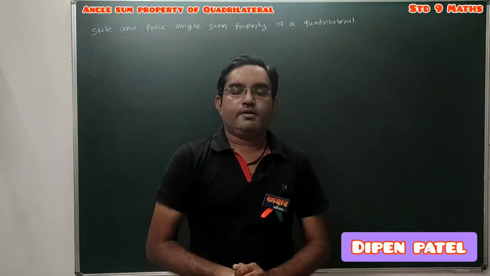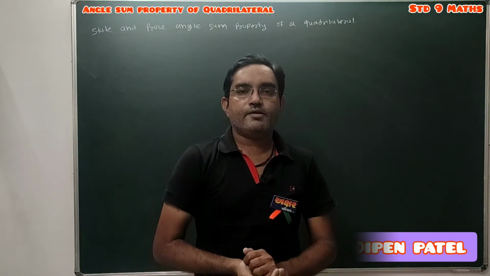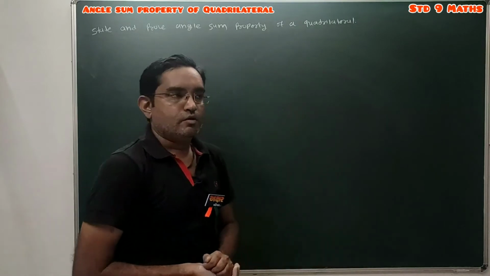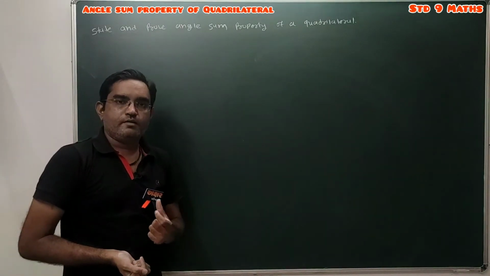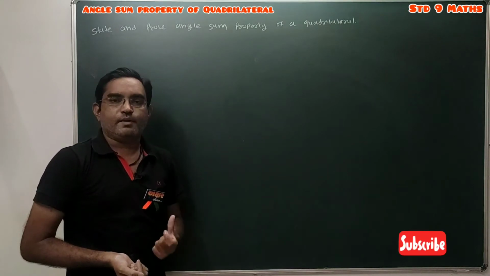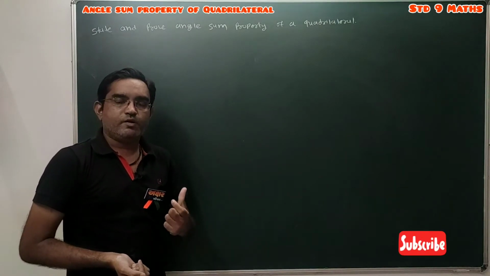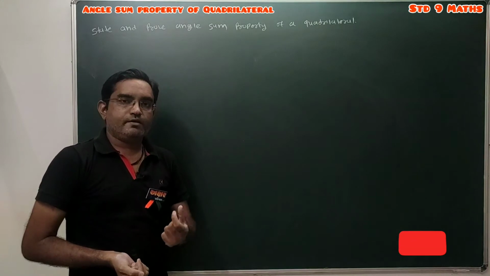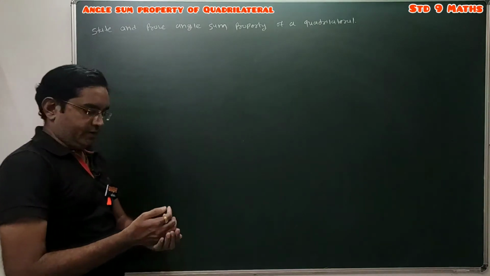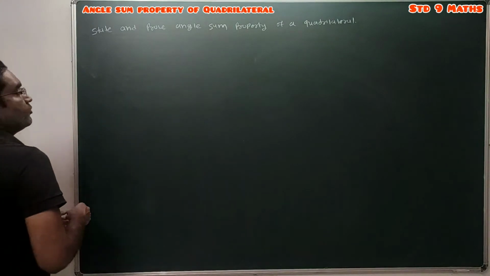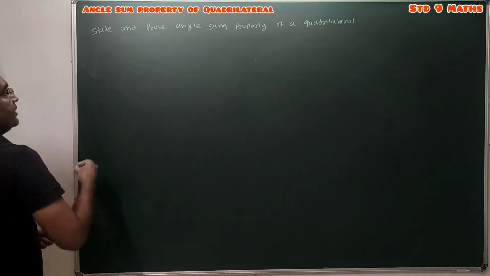Okay students, in this video we are going to discuss angle sum property of quadrilateral. So what is quadrilateral? Quadrilateral is the closed figure made up of 4 line segments. Clear? So for that quadrilateral we have to state its angle sum property and then we have to prove it. So first we have to write the statement.